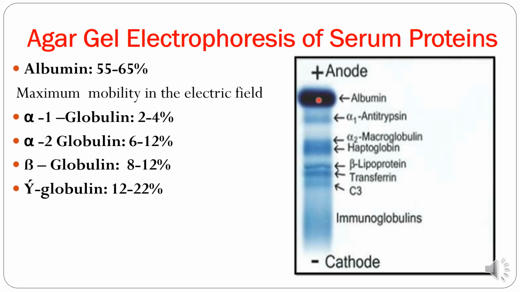This cannot happen if we are estimating the serum proteins through the Biuret method. We can only come to know the concentration. But here we can come to know individual proteins and their relative percentages.